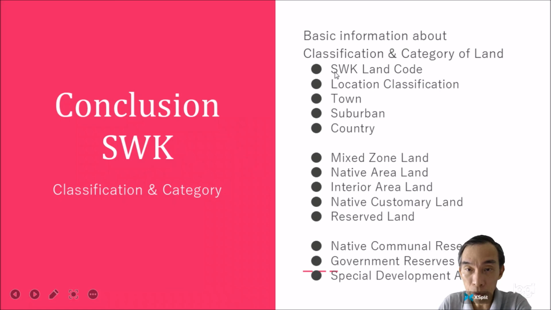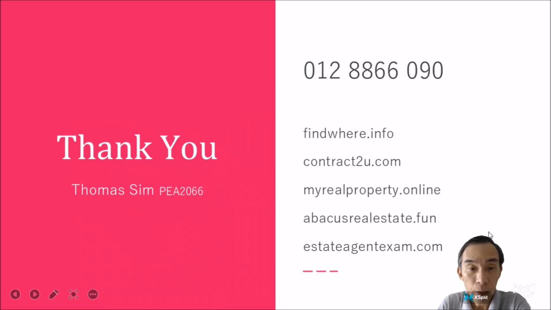In the case of the administration of the land, on our side it is called town land, suburban land, and country land instead of village land. We also have the native communal reserve, whereby the government reserves a certain part of the land for communal use, and government reserve, which as I said just now is for public utility and special development area, which is given to an authority.